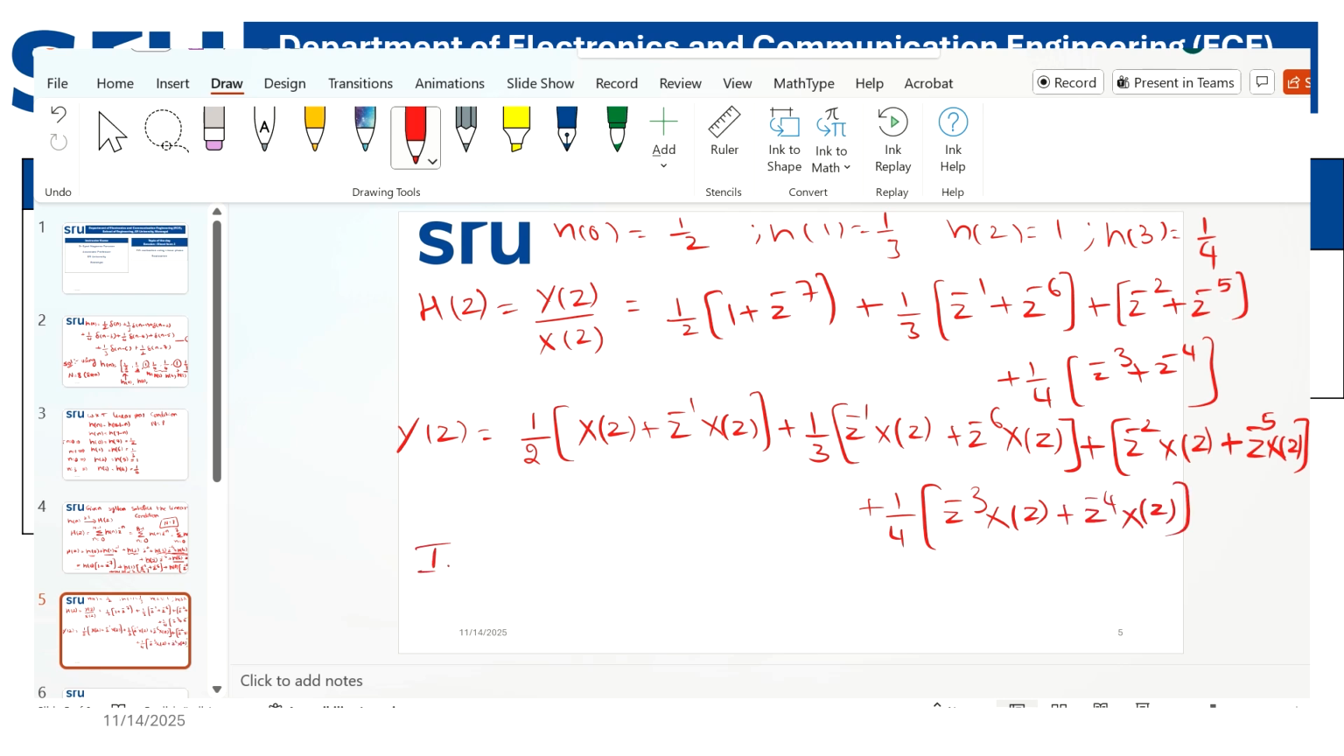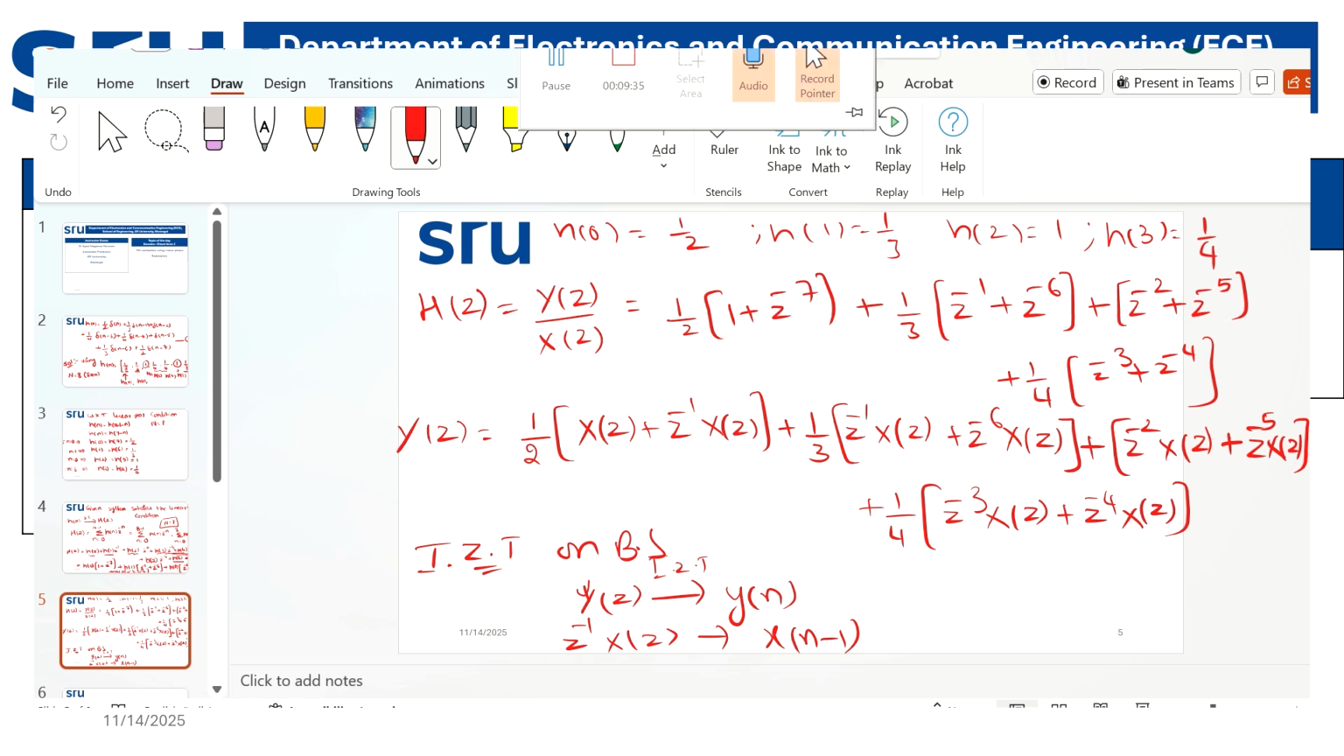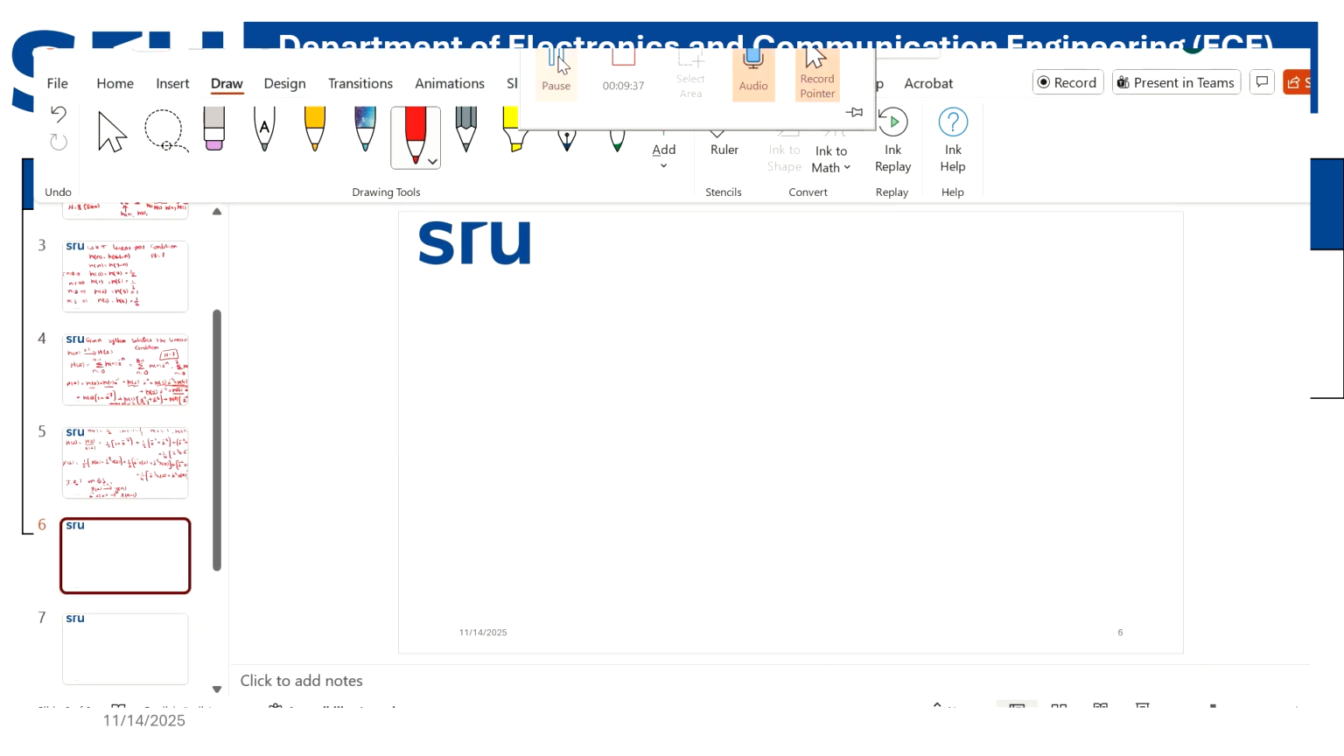Now apply the inverse Z transformation on both sides. So Y of Z, if I apply the inverse Z transformation, will become y of n. Z power minus 1 into X of Z becomes, by inverse Z transformation, x of n minus 1. Similarly, and so on. So apply the inverse Z transformation on both sides.